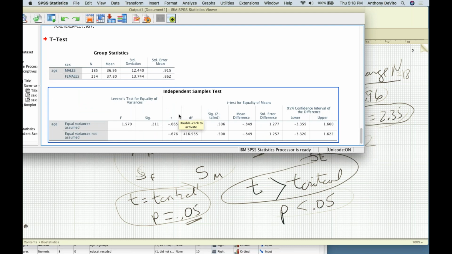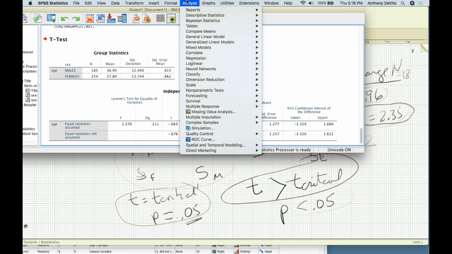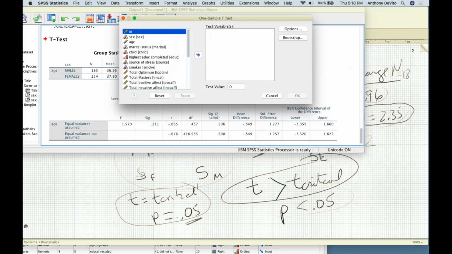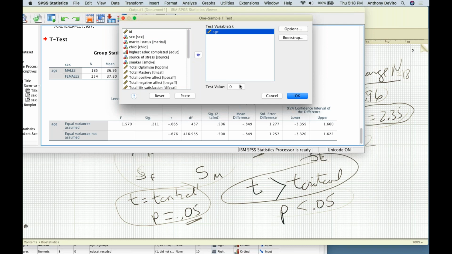Okay, let's try this as a single sample t-test. Let's say analyze, I'm going to go to compare means, and I'm going to say one sample t-test. Now I'm going to take the average age, and I'm going to say I have another population over here, right? This is a random sample of people living in Paris. Now I'm going to do the same sample. I'm going to sample people in New York City.